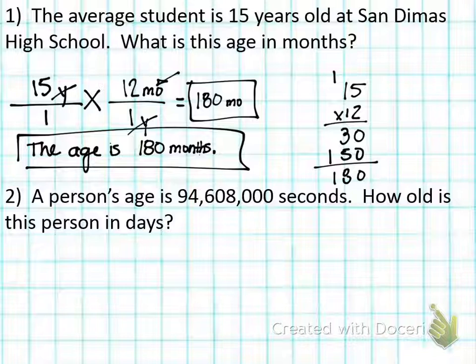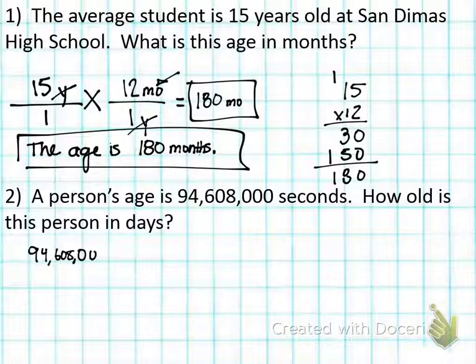Okay. Number 2, watch me do it again. A person's age is 94,608,000 seconds. How old is this person in days? Oh my gosh, that's a lot, right? Not too bad if we think about it. I'm going to start off with the original problem. So this one's a little harder. It takes a few steps.